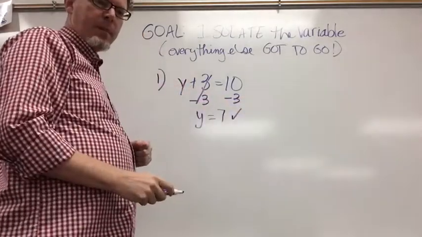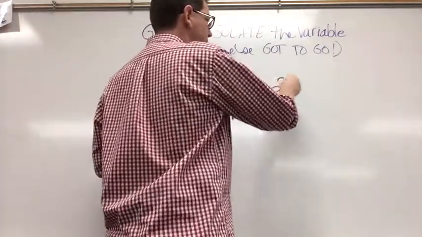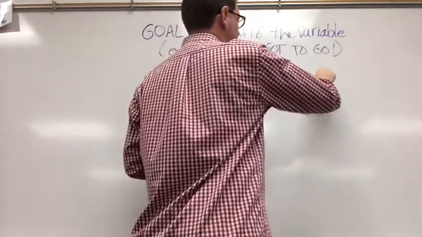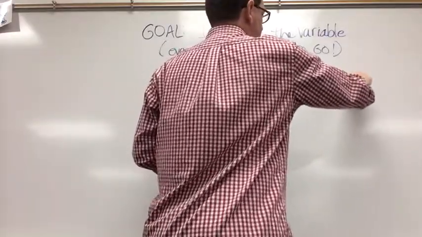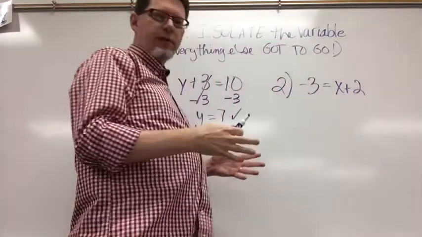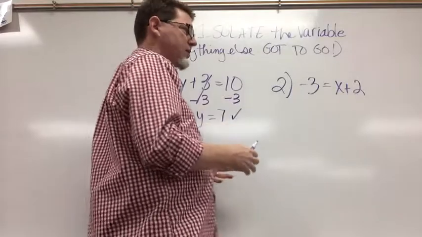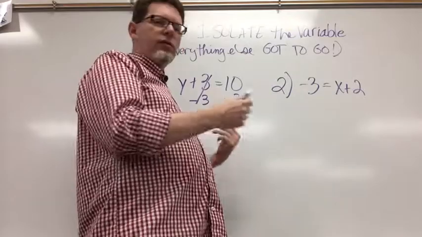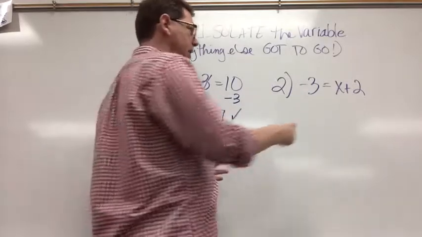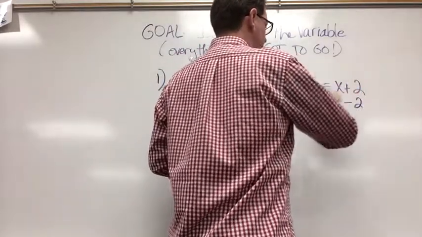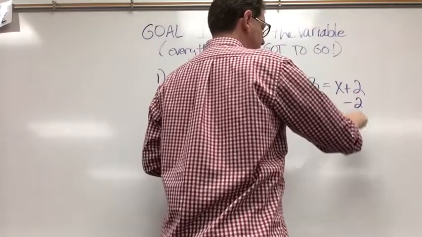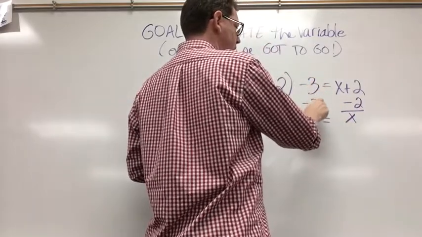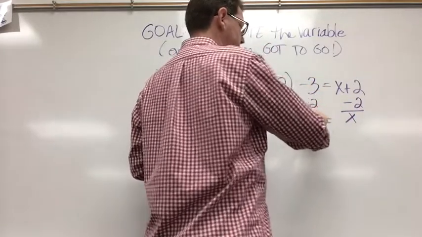For the second example, please write it next to the first one in your composition book because of the way we're doing this. What if I have negative 3 equals x plus 2? Even though the order is a bit different, that's not a problem. We still need to isolate the variable. That means we need to get rid of the 2, or actually move the 2 to the other side. To do that, we're going to subtract it, and we have to subtract it from both sides. So we know that x equals negative 3 minus 2, which is negative 5.